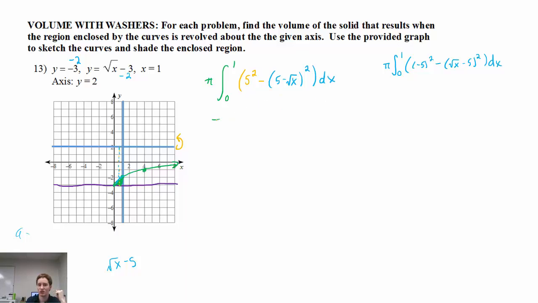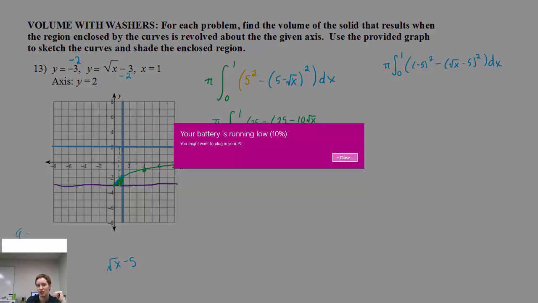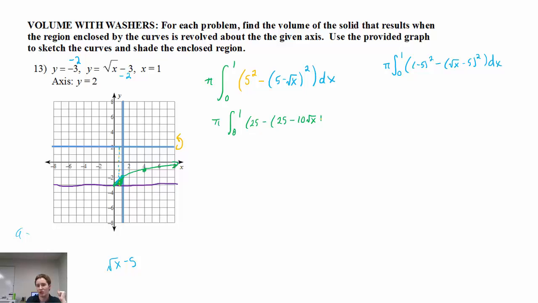If I do it this first way, since it has fewer negatives, I would get 25 minus, I'm going to square these, so 25 minus 10 square roots of x plus x, dx.